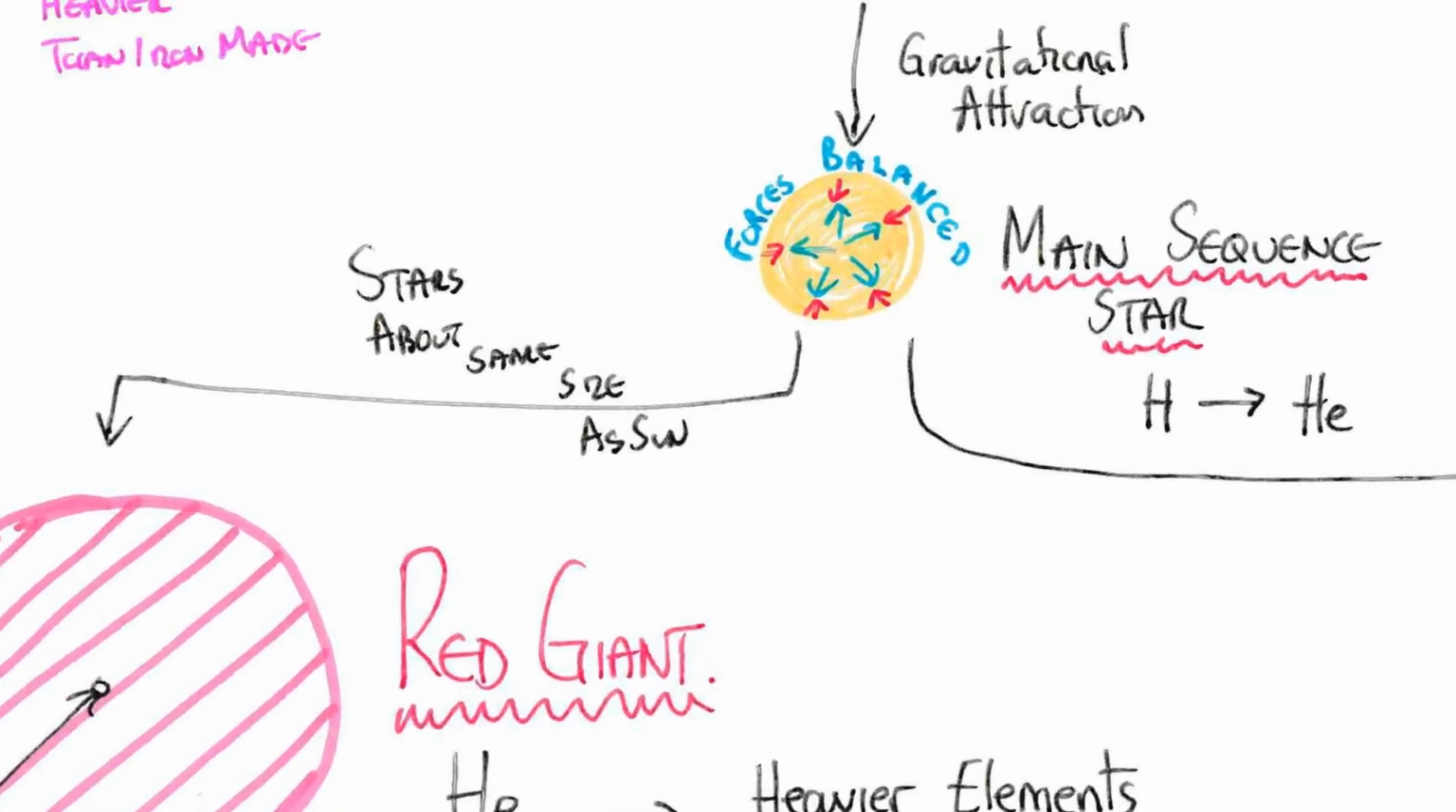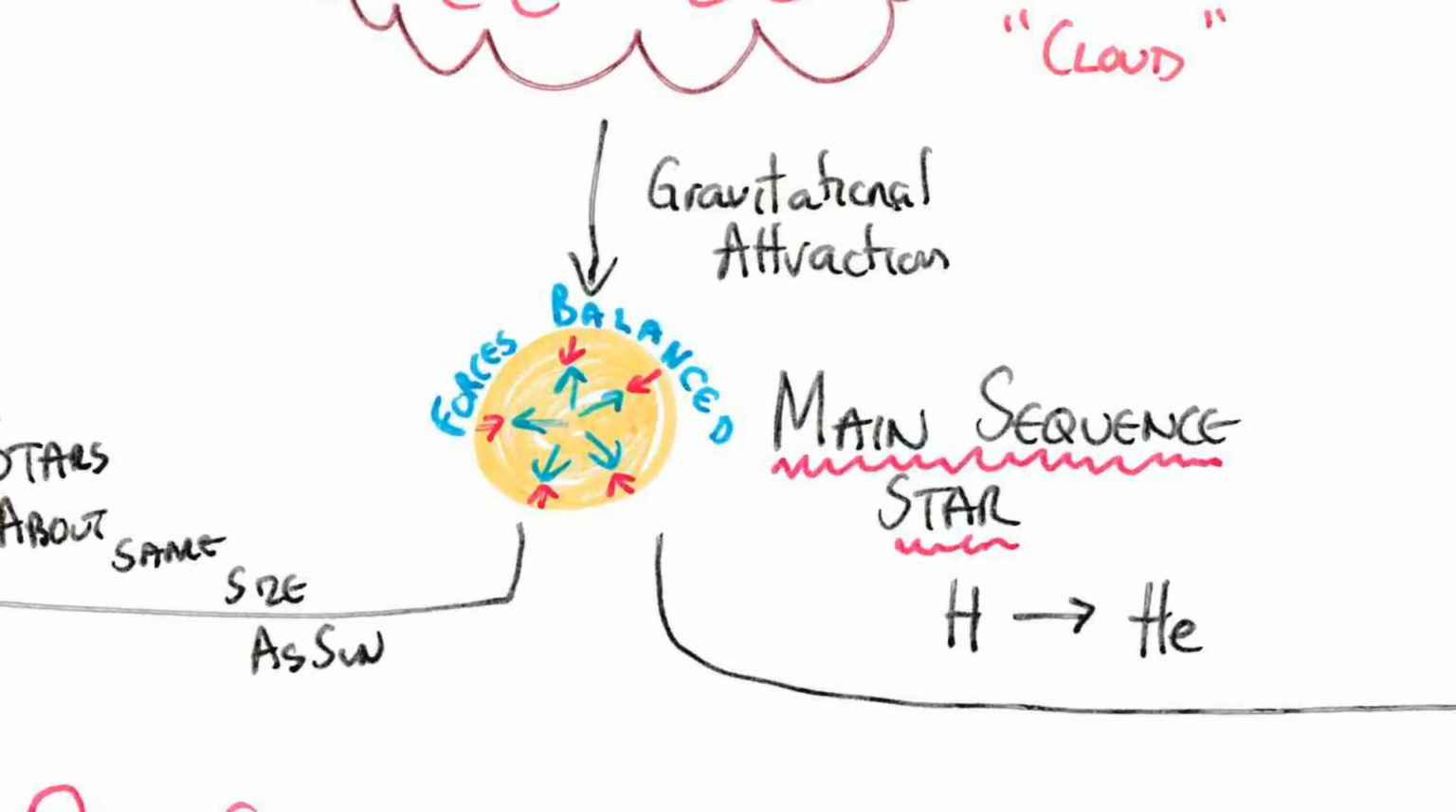Now, if we go back to the main sequence star, there are some stars that are actually much bigger than our sun. In fact, our sun's actually quite a small star. If you have a star that's between 20 to 30 times heavier than the sun, it'll go down a different path. There are stars that are much, much bigger than our sun. We're going to see what happens to them.